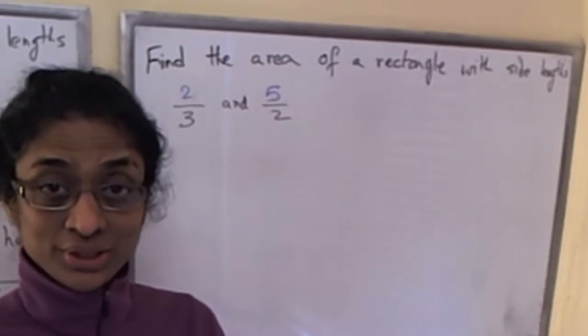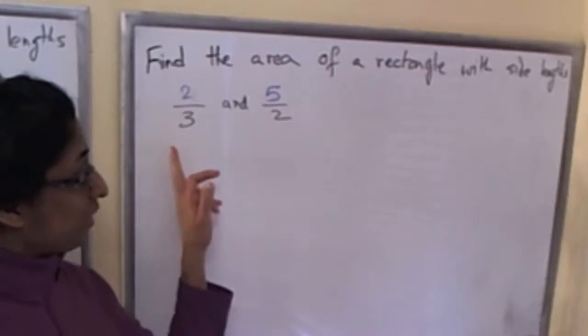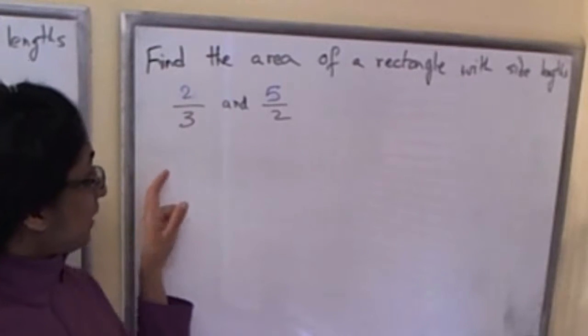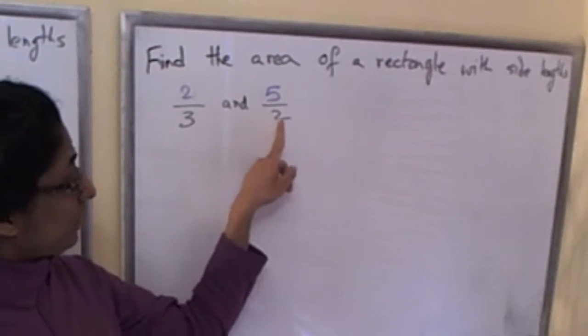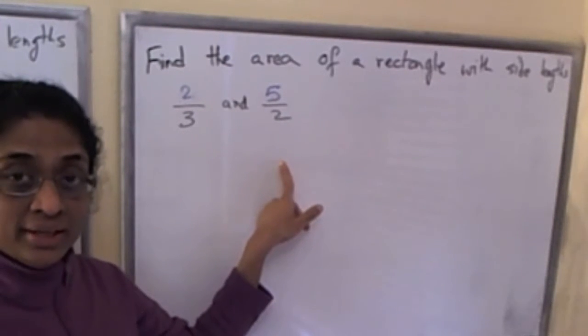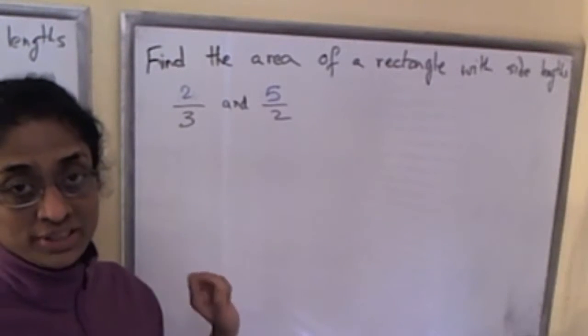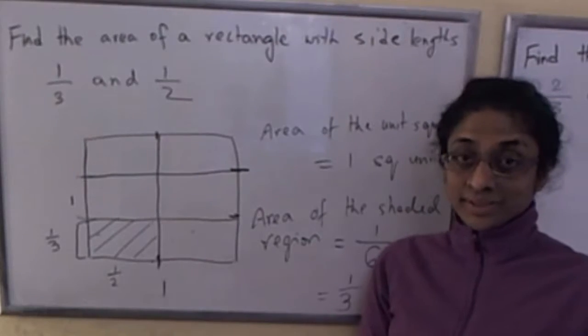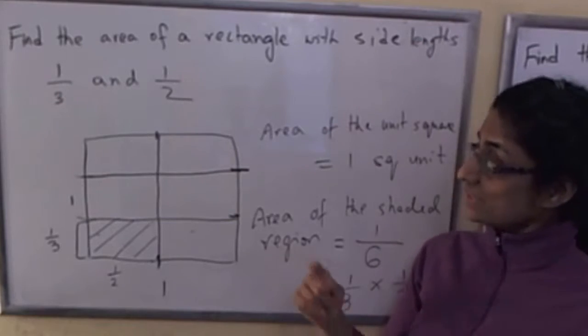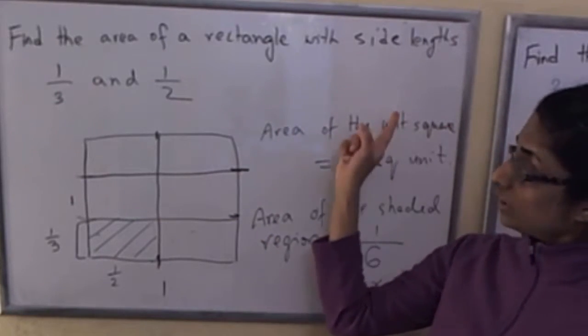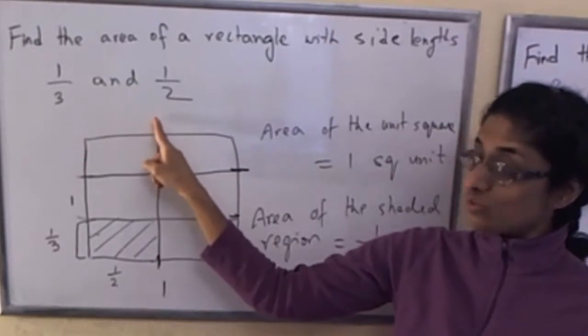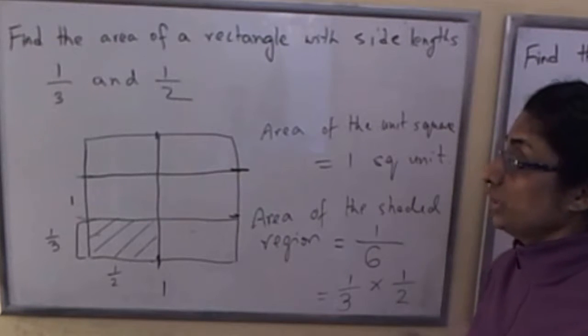Hi, today let's discuss how to find the area of a rectangle with side lengths 2/3 and 5/2. Let's quickly review what we discussed in the last video. In a previous video, we discussed how to find the area of a rectangle with side lengths 1/3 and 1/2. And we used this picture.